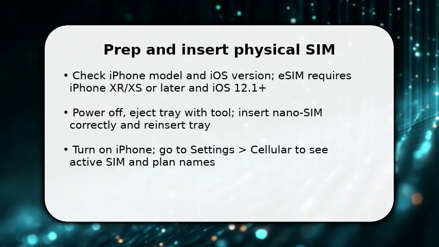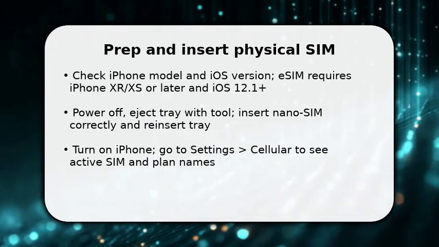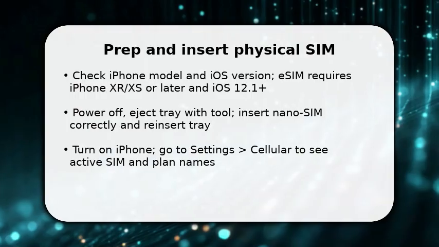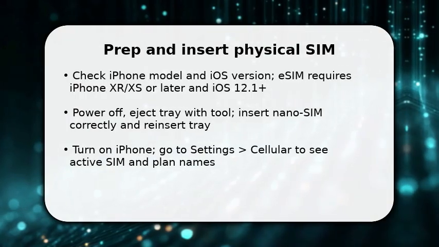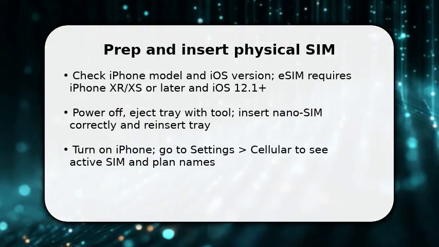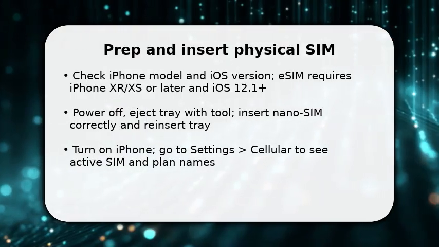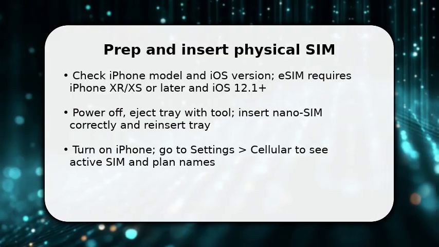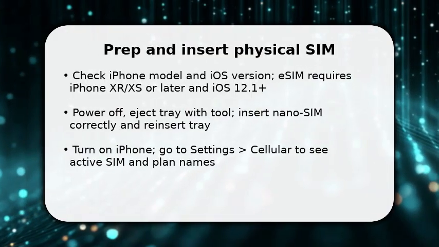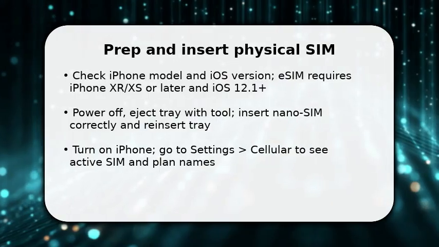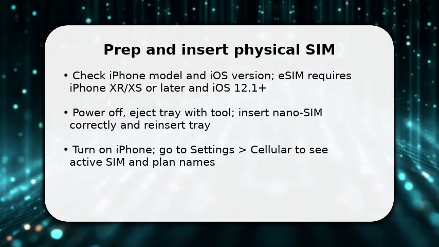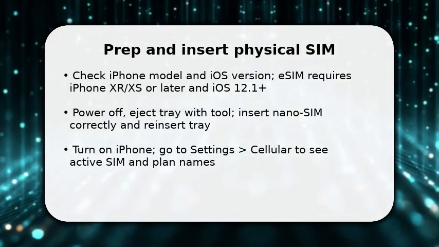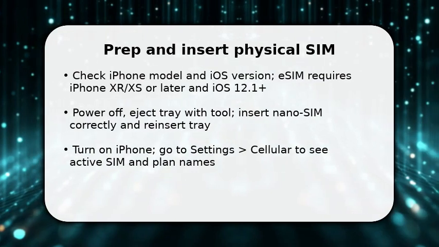Enjoy the video. You'll start by making sure your device supports both SIM and eSIM. First, confirm model and iOS version, then power down and use the ejector to place the Nano SIM in the tray. Once you power the phone back up, open Settings and tap Cellular so you can verify the physical line appears. This step confirms network registration and gives you a baseline to add the eSIM. Make sure cellular service shows signal bars before moving to the next step.